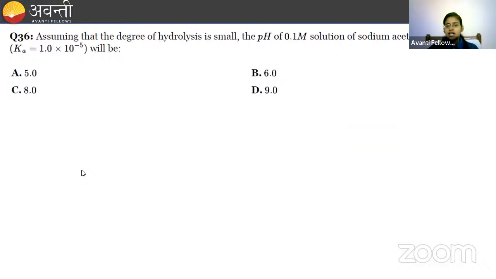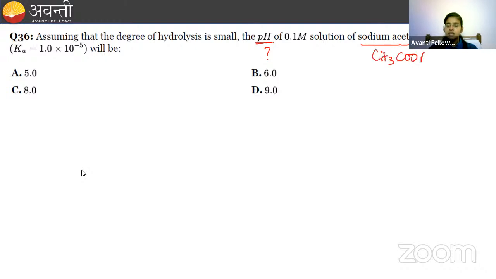Assuming that the degree of hydrolysis is small, the pH of a 0.1 molar solution of sodium acetate will be. So we have to find out the pH, and the concentration is given as 0.1 molar solution. The compound is sodium acetate.